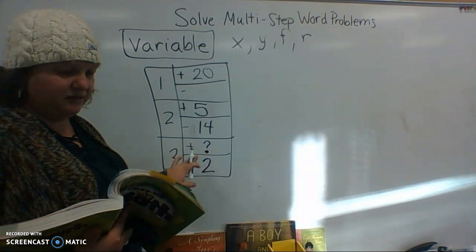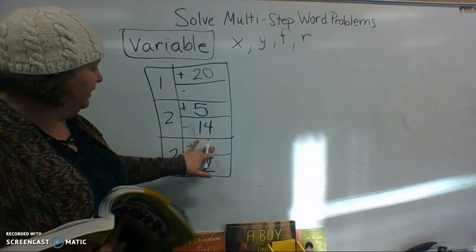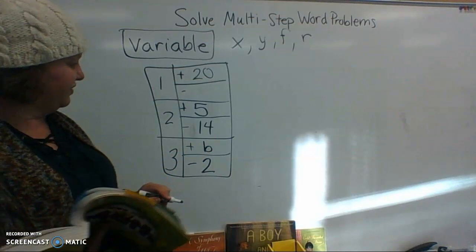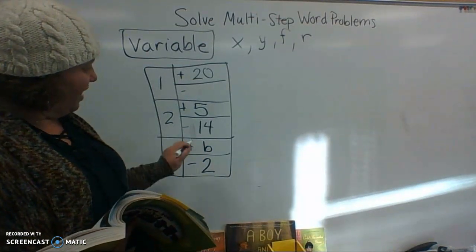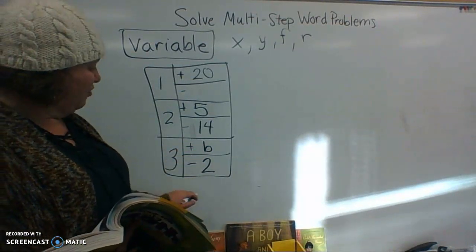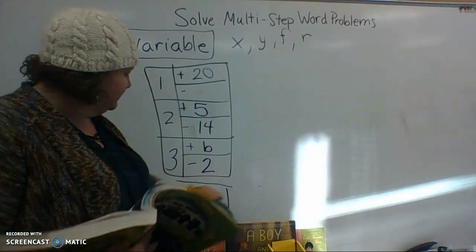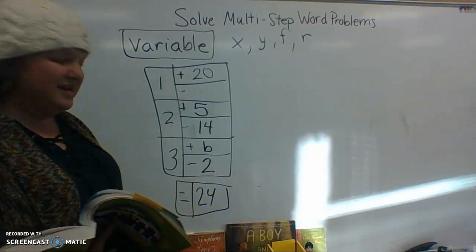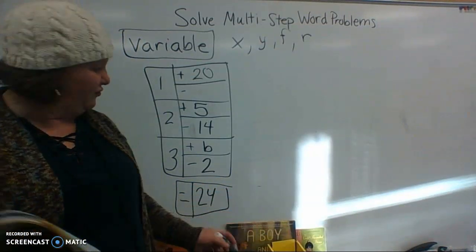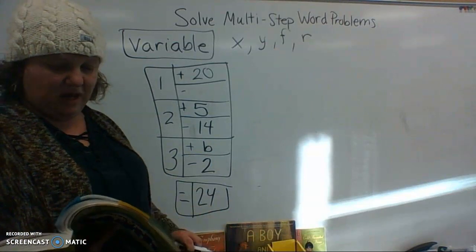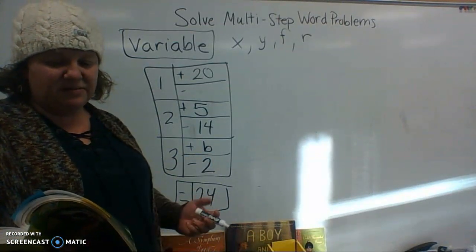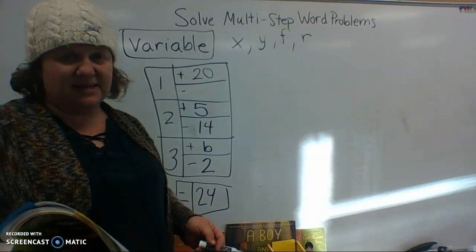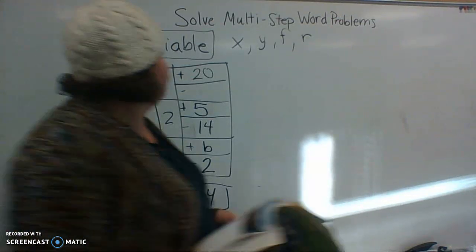I'm going to use the variable b, okay? Because that's what your book uses, so let's just go with that. So we're not sure how many, but we know that in the end, there's going to be 24 people, okay? So now I have to figure out what is b, how many people got on the bus at the third stop, because that's what it's asking me. Okay, so let's set this problem up.